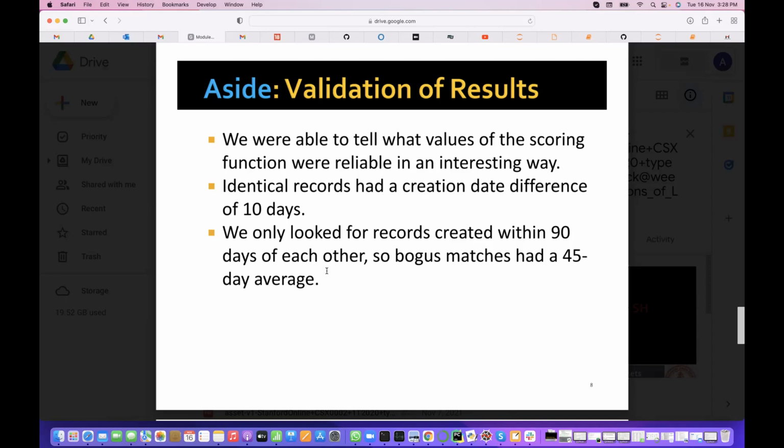So one way is that you can use other techniques also. What are the bogus records? What are not bogus records? Identical records had a creation date difference of 10 days. We only looked for records created within 90 days of each other. So bogus matches had a 45-day average. This is not so clear, but what I understood from this is, whenever a customer is referred, he will be serviced within 10 days. That is the normal average.